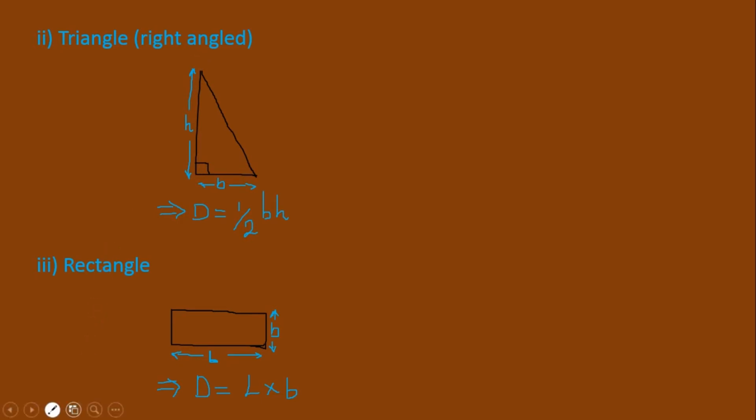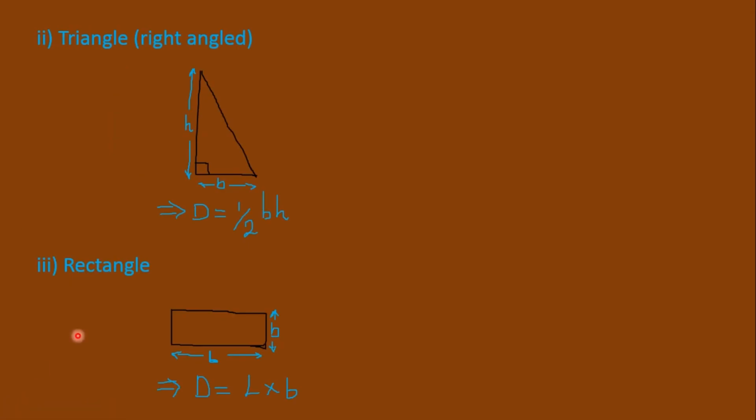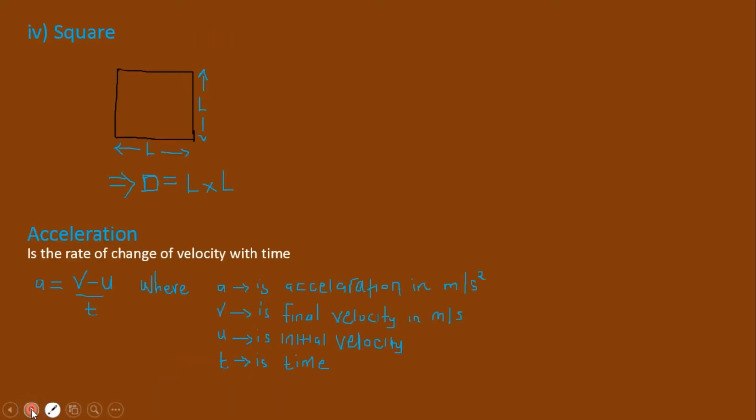Let us see if you've been given another shape, which is a rectangle. The area of a rectangle is just L times B, meaning length multiplied by breadth. If you find that area, you've found the distance traveled by an object. If it's a square, you just multiply L times L. Once you find the area of the square, you've found the distance traveled.